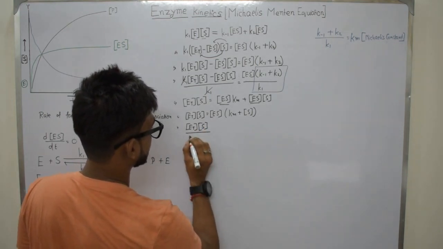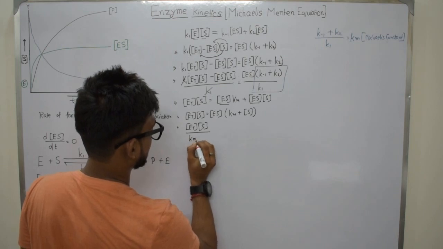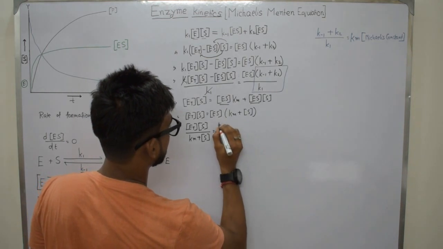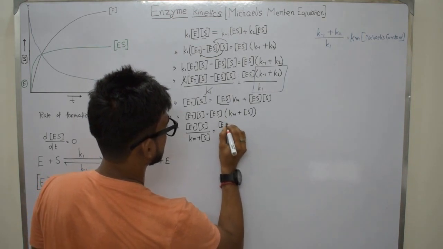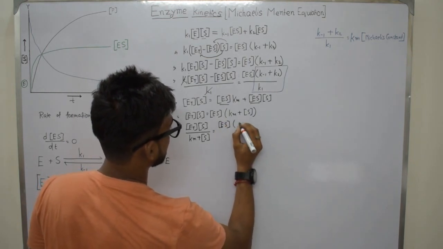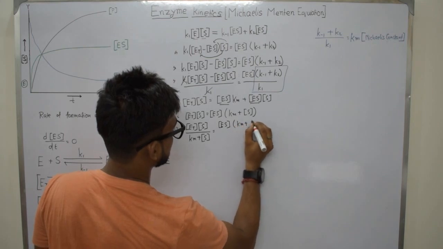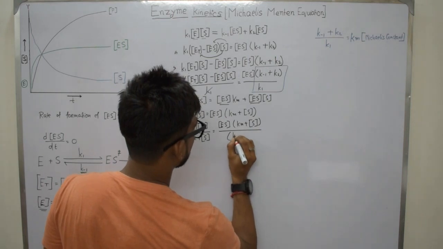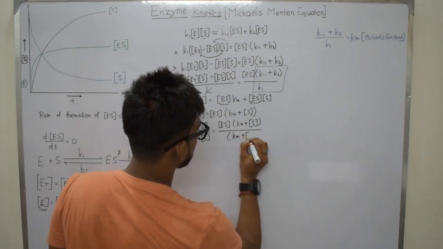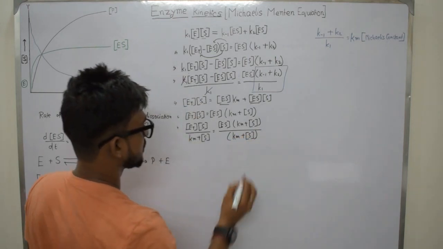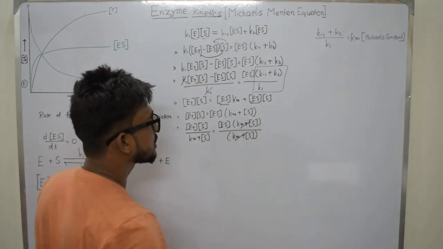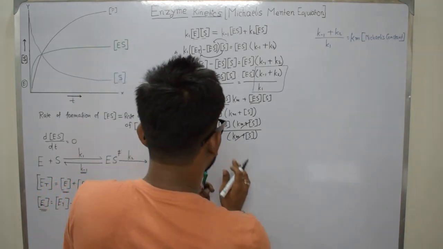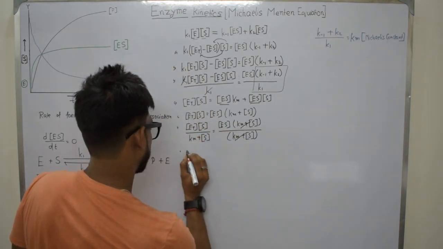Divided by Km plus concentration of substrate, and here enzyme substrate complex, Km plus enzyme only the substrate concentration divided by Km plus substrate concentration. So these two particular equations are removed. Now we will end up with this SES.